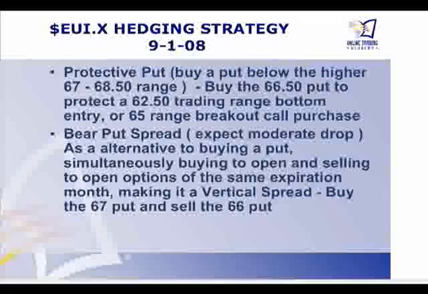I'm thinking again, if I'm expecting any kind of a moderate drop, I could use some kind of a spread, which would include taking advantage of just buying, for example, in this condition, buying the 67 put and selling the 66 put. So something like that, if I'm only expecting a moderate drop. And that, again, that's where the trader has to make their mind up.